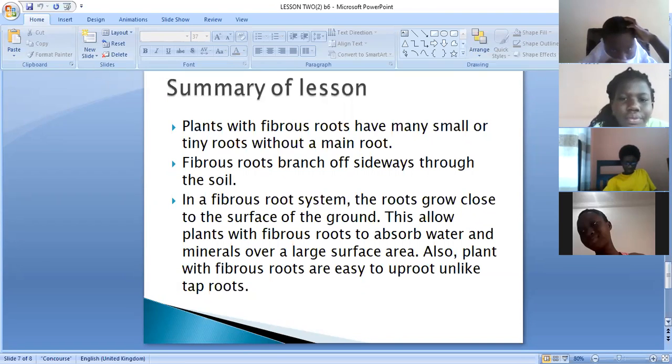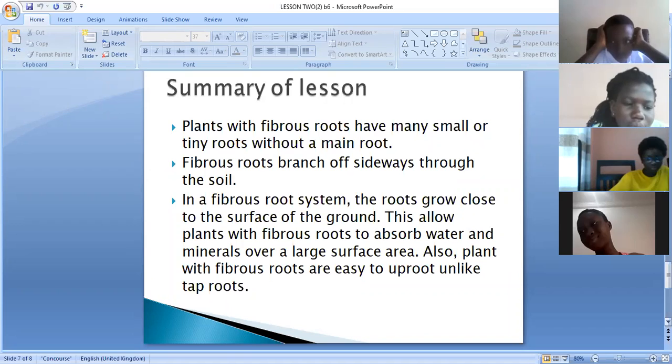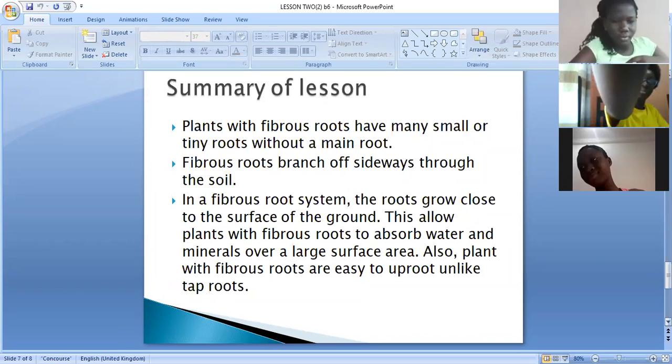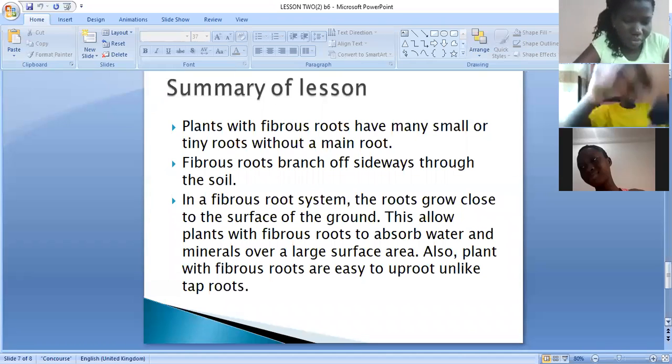Grace, you can continue. Fibrous roots branch off sideways through the soil. Yes, so we are taking it home today that fibrous roots branch sideways through the soil. They branch sideways through the soil. Yes, point 3.